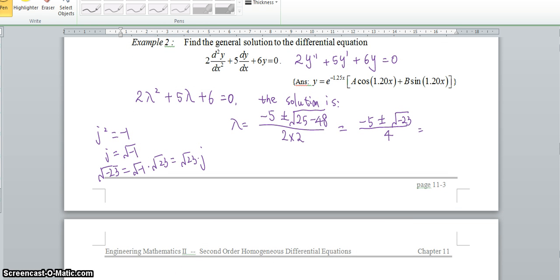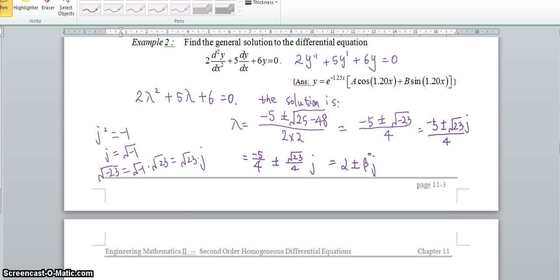Okay, so let's continue. So now I have negative 5 plus or minus root 23j divided by 4, and now let's separate the real part and the imaginary part. Negative 5 over 4 plus or minus root 23 over 4 times j. So this is the alpha plus or minus beta j form.